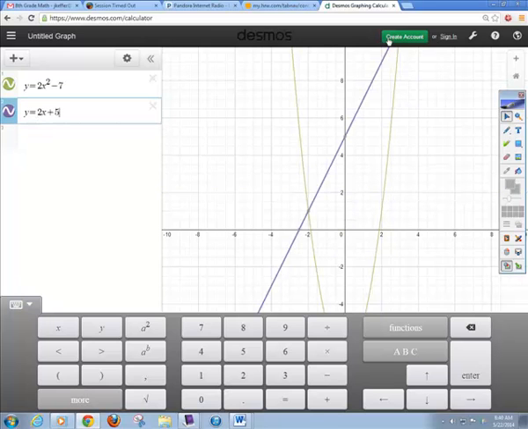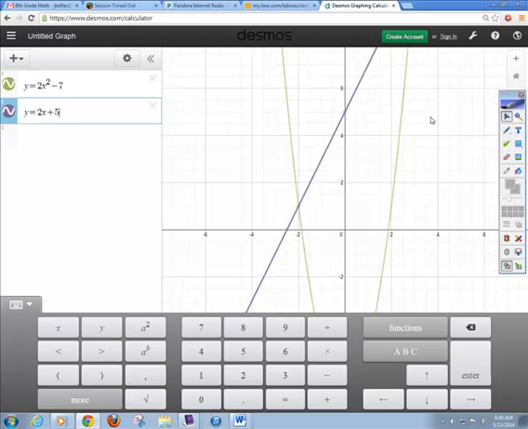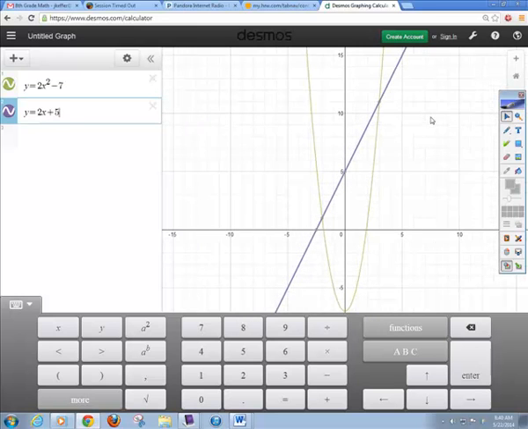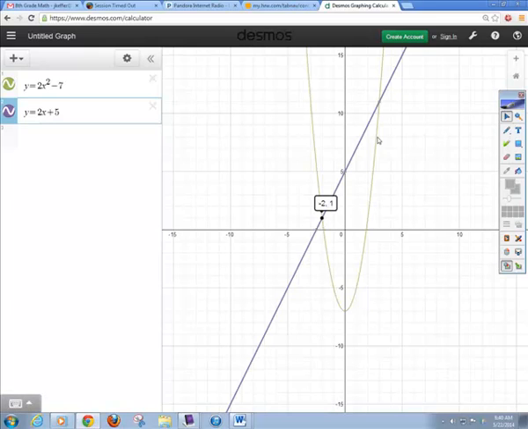And we can see here, there's going to be 2 points of intersection. I just have to scroll. And I'm going to click right here and right here. So my solution is negative 2, 1 and 3, 11. So this is kind of nice.